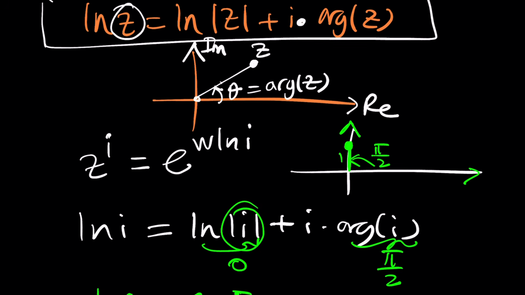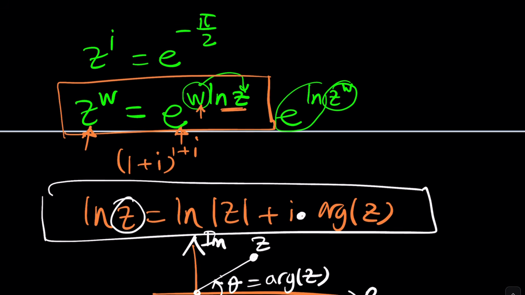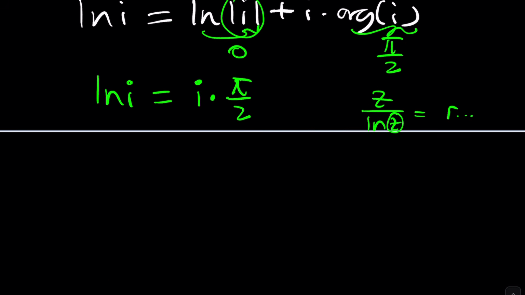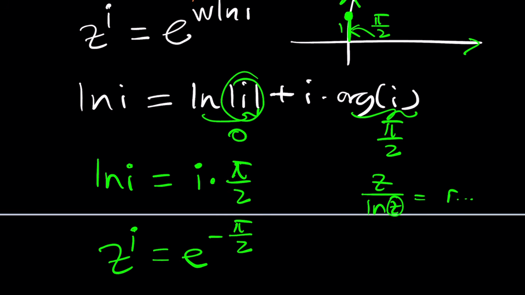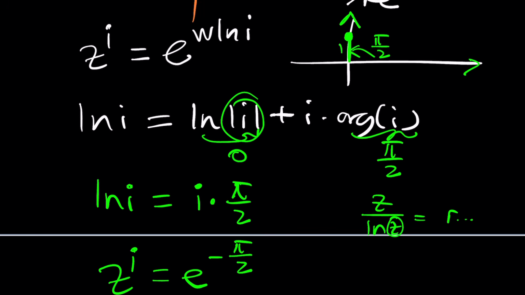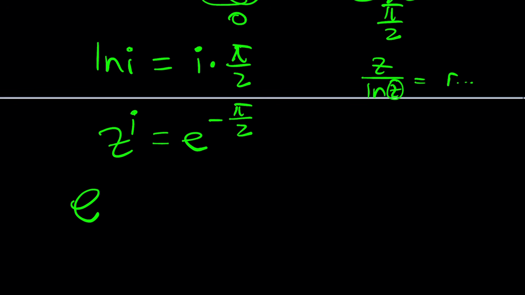Now, let's go ahead and go back to our original problem. z to the i is equal to e to the power negative pi over 2. Uh-oh, pi over 2 came up again. Now, we're going to replace z to the i with e to the power i ln z, right? And then that is going to give us, what am I talking about? Okay, here we go. e to the power i ln z equals e to the power negative pi over 2.